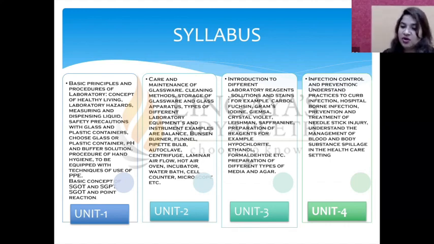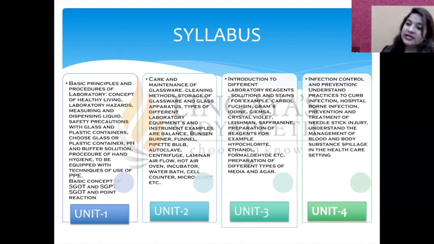Then the next unit is unit 4. Unit 4 is about infection control and prevention. So we'll be talking about what infection is and how we can control the spread of infection, because when you're working in a laboratory, you're at high risk of getting the infection as well as spreading it into the environment, because you're dealing with the samples of patients and healthy persons. You don't know which person has which kind of infection.